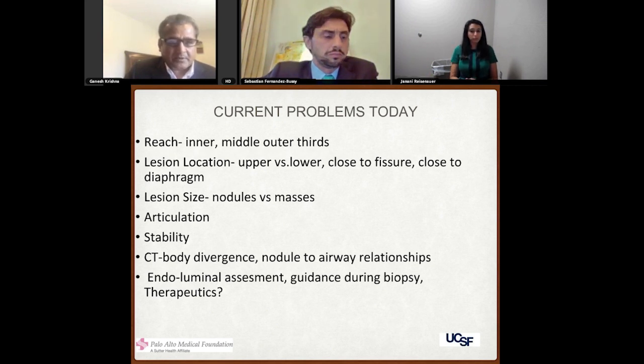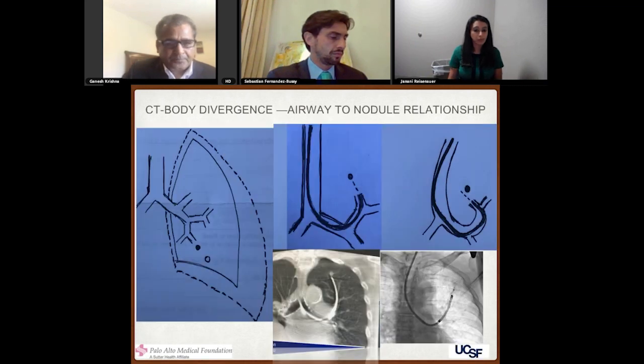Obviously, therapeutics is in everybody's mind, which would necessitate stability of the system, accuracy of access, and it would be premature to talk about therapeutics without establishing clear cut accuracy and stability of the system over an extended period of time, and calculating zone of ablation if we were to ablate tumors, and make sure that we are not ablating unwanted structures that can be a problem for the patient. A little bit more in detail on the CT to body divergence and the airway to nodule relationships.